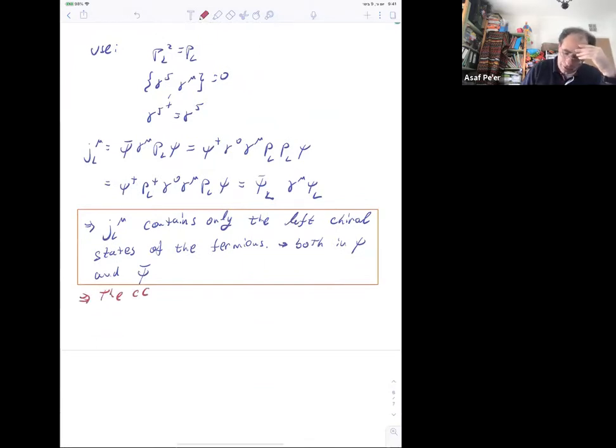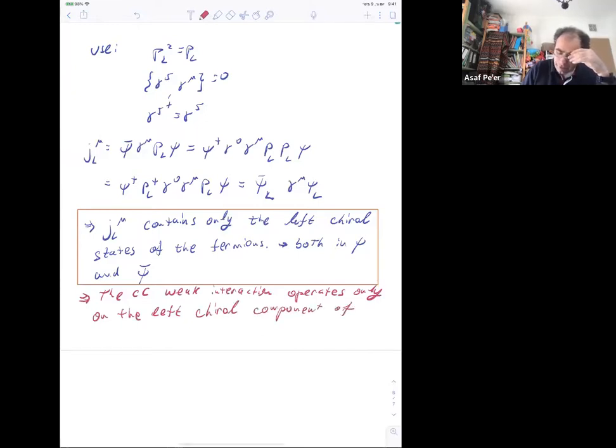The charged current weak interaction operates only on the left chiral component of all fermions.